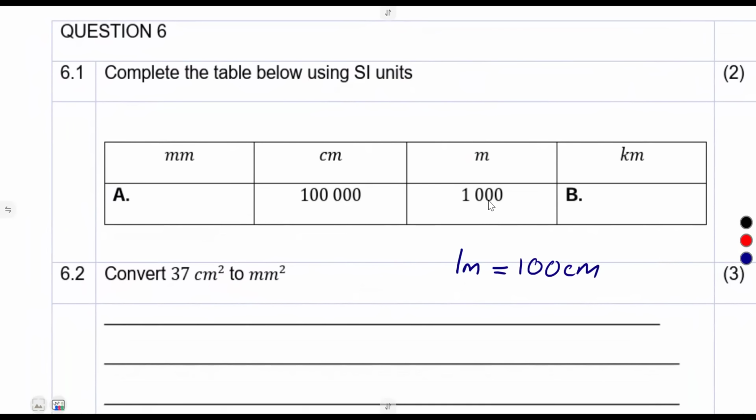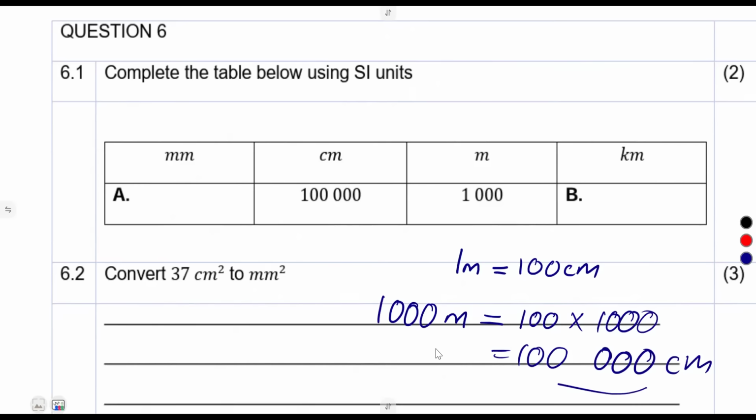So if we check, this is 1,000 meters. This is 100,000. So they simply multiplied. We are measuring with 1,000, or you can measure with 100, any one of these, because in a meter we've got 100 centimeters. So 1,000 meters is going to be 100 times 1,000, which is going to be 100,000 centimeters, which is the one that we see here.